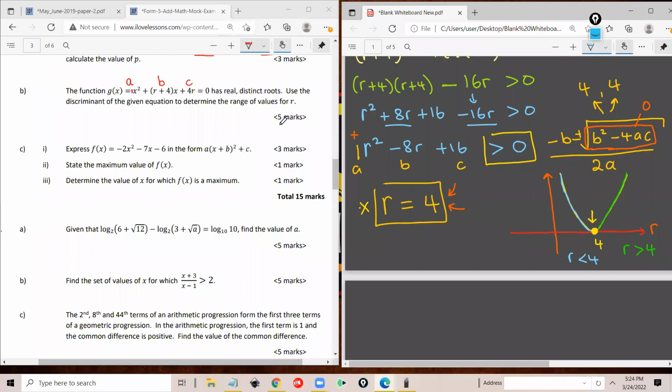So the range, remember they ask us for the range of values of R. So this is actually wrong. The final answer is when R is more than 4 and when R is less than 4. In those two scenarios, the graph is above the x-axis. And don't ever mix up above with being on the x-axis. All right? So that's the final answer. Let me know when you finish taking everything.